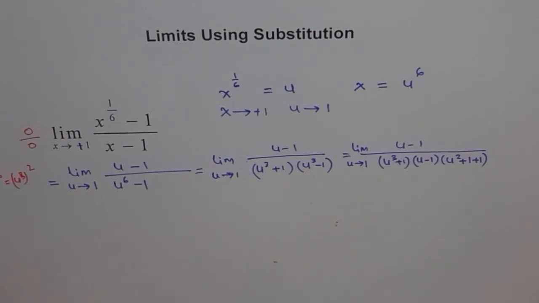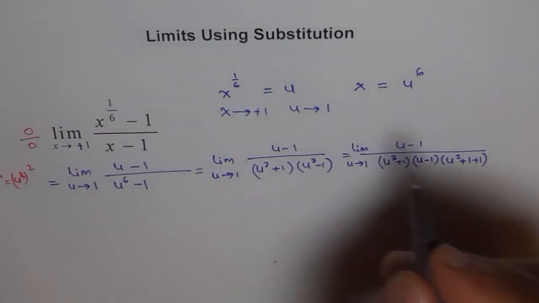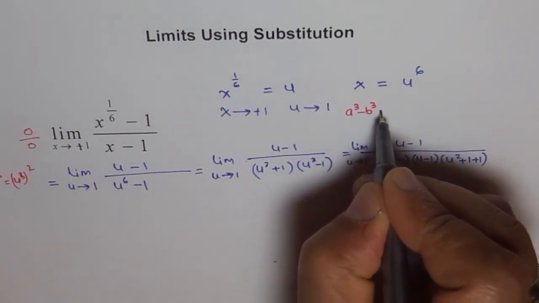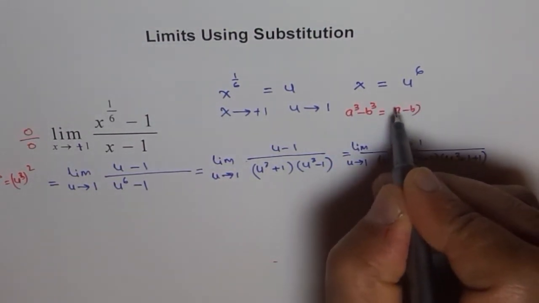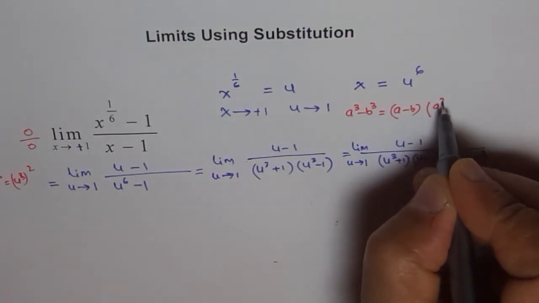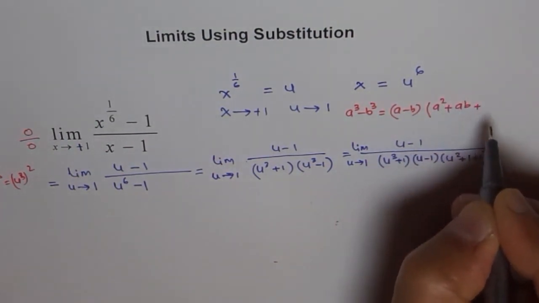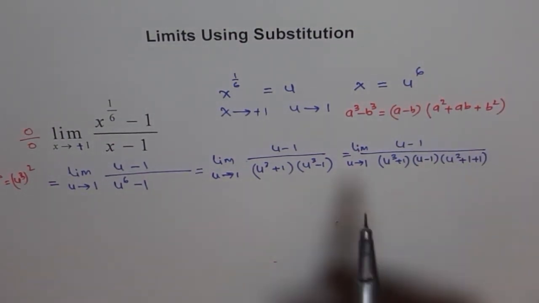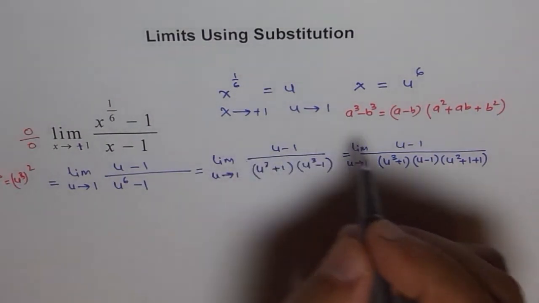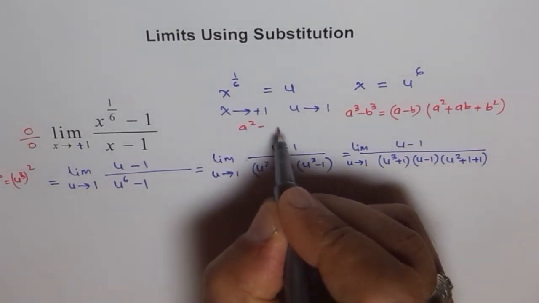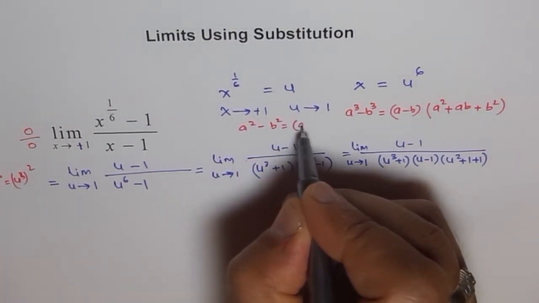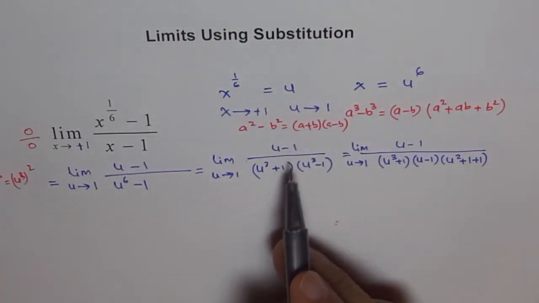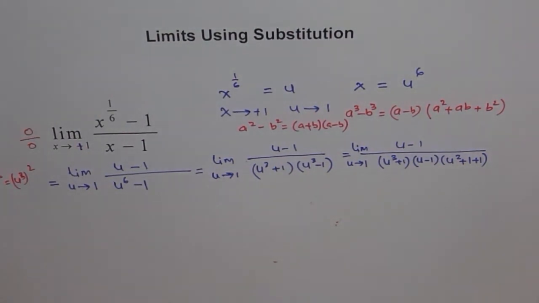So we have used two formulas here. The formula we used here is a cube minus b cube equals a minus b times a square plus ab plus b square, correct? That's the formula we used here, right? And here we use difference of squares. We say a square minus b square equals a plus b times a minus b, correct? So that's what we used here to expand.